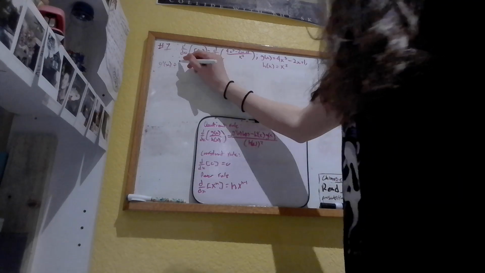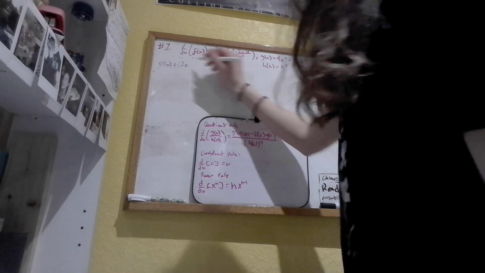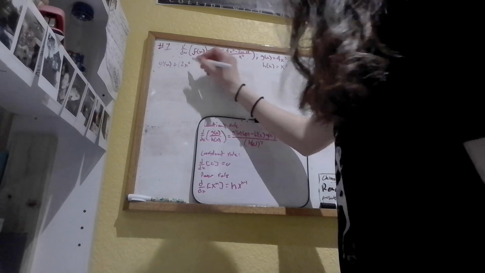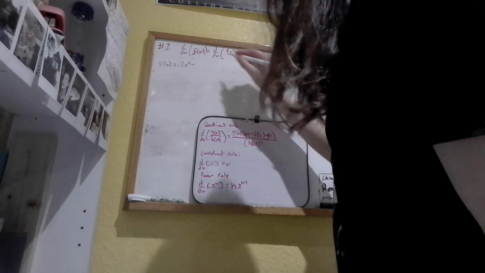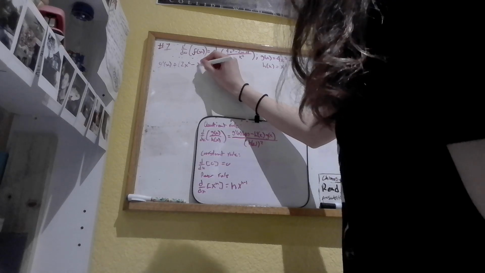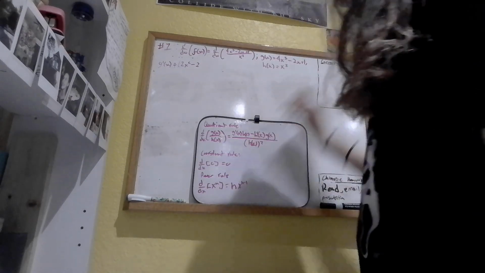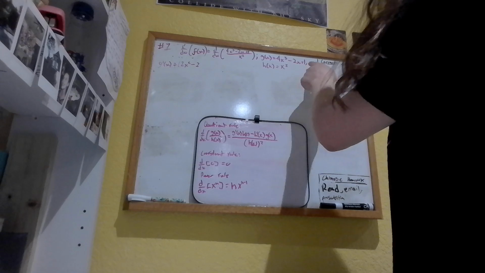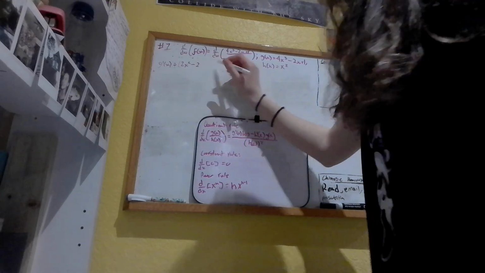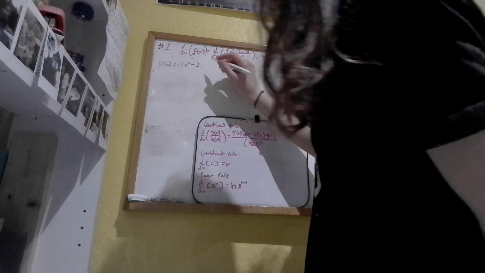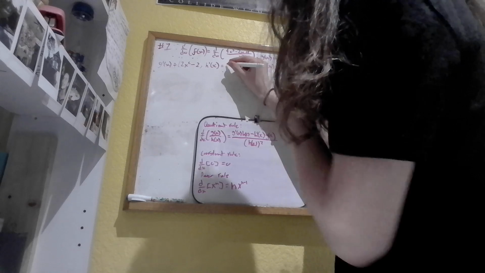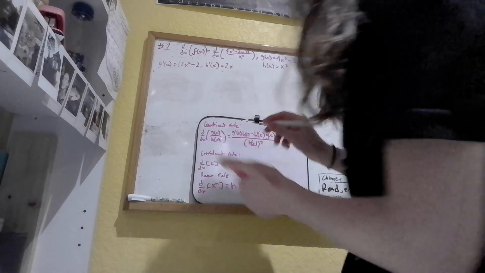4 times 3, 12, x squared, 3 minus 1, minus just 2, and then plus 1. Constant rule says it would be equal to 0, so the derivative of g of x is just 12x squared minus 2. And the derivative of h of x would just be equal to 2x.